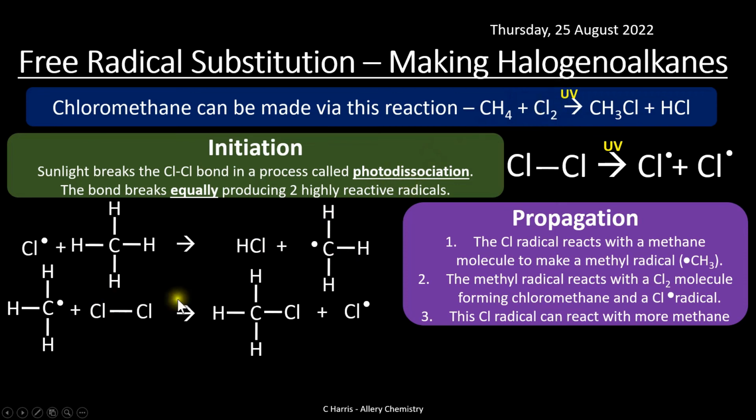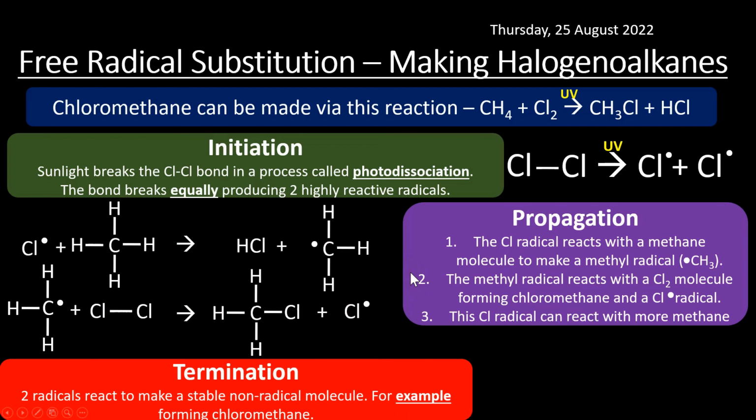Not all of them are split with UV. So any of them which are not split, that radical will react with the Cl2. That forms your haloalkane, so this is chloromethane, and your chlorine radical. And that radical can then go back and react with more methane, and on and on. It will keep on reacting. You'll keep on producing this product until you get a termination stage.